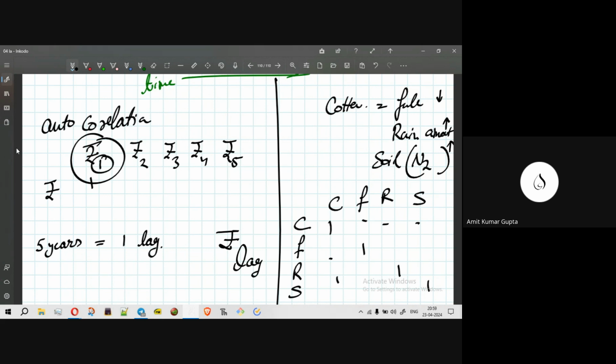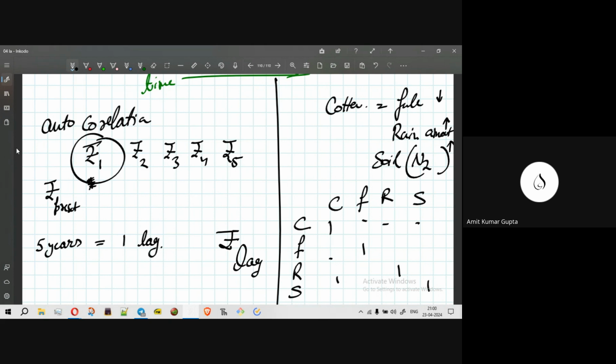So this is my R0, my present value, and this is R1. So what is the relationship here? It cannot be one. It may be one, but there is some change here. So you guys can say, okay, R present and R lag.